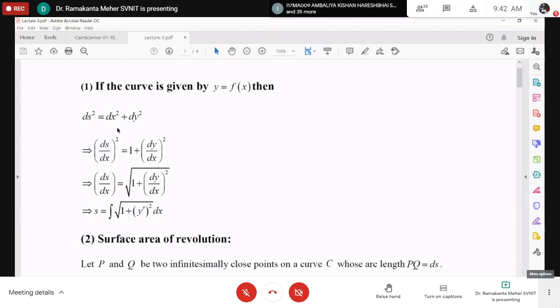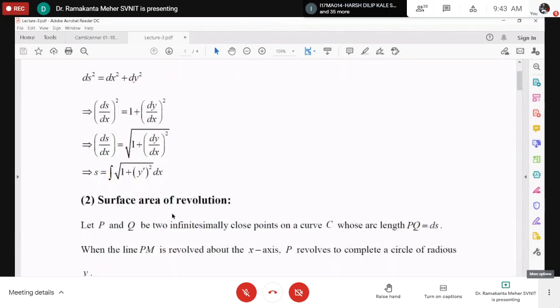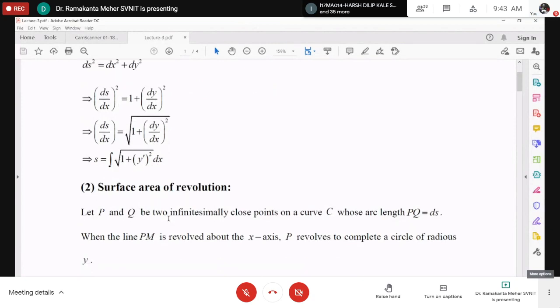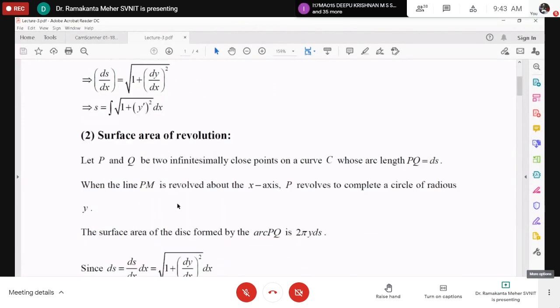Upon simplification, we can write this as ds by dx whole square equals 1 plus dy by dx whole square. And if we find ds by dx, it becomes root over 1 plus dy by dx whole square. Or the arc length S can be denoted as the integral of root over 1 plus y dash square dx. So this is the arc length. Okay. And next we define the surface area of revolution. Before that, we just discuss the volume of revolution, then we go for the surface area of revolution.